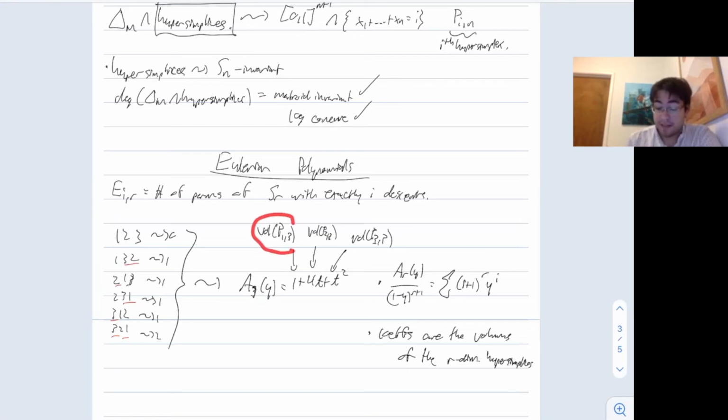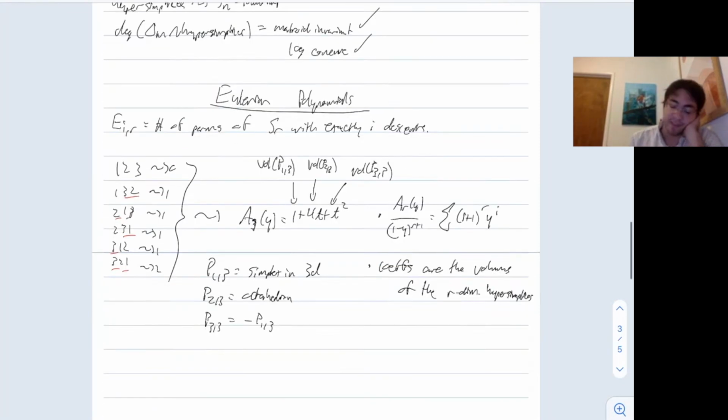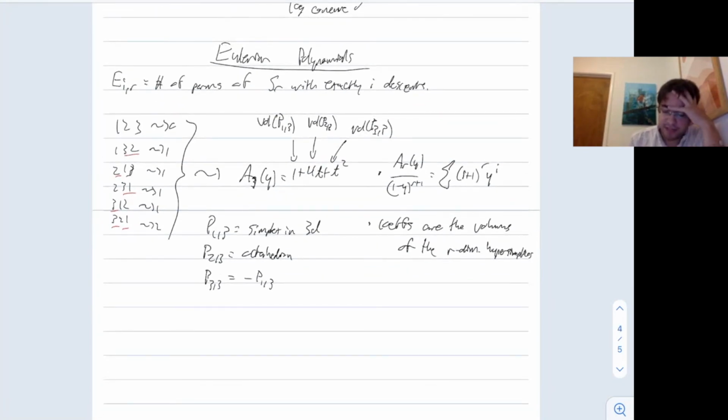So what are these things? Let me just say what they are. This is a simplex in 3D. P_{2,3} is an octahedron, and P_{3,3} is just the simplex, but negated. So these Eulerian polynomials are palindromic because of this. I guess you could also see it from this definition because you can reverse the order of the sequence. But they're also the volumes of these hypersimplices. So this is a really nice fact.